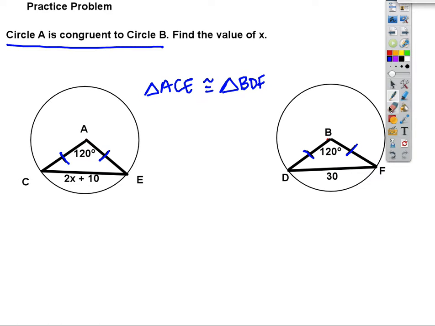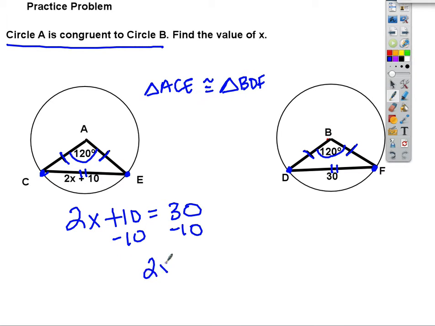So anyway, say you either knew because of congruent triangles, CPCTC, or the theorem that we just reviewed: if the central angles are congruent, that means that the corresponding chords are congruent. And which chord? It's the chord that is formed by the intersected arc. So to solve this one, I'll do 2x plus 10 equals 30, and I'll solve that. I get 2x equals 20, x equals 10. Okay, let's do another one.